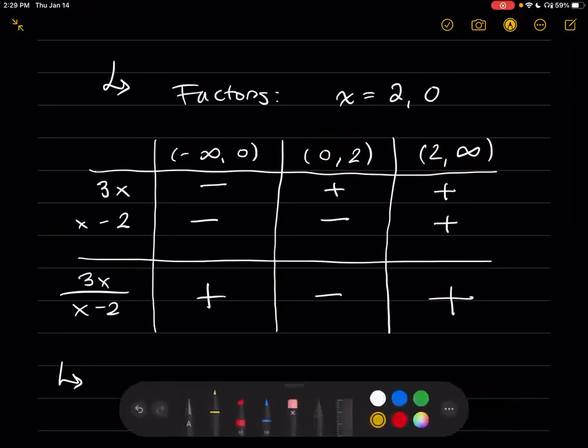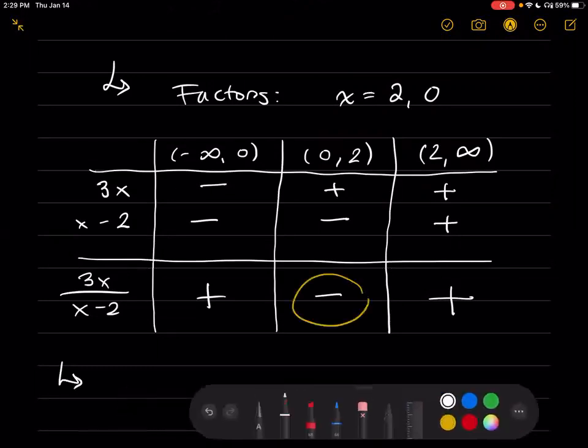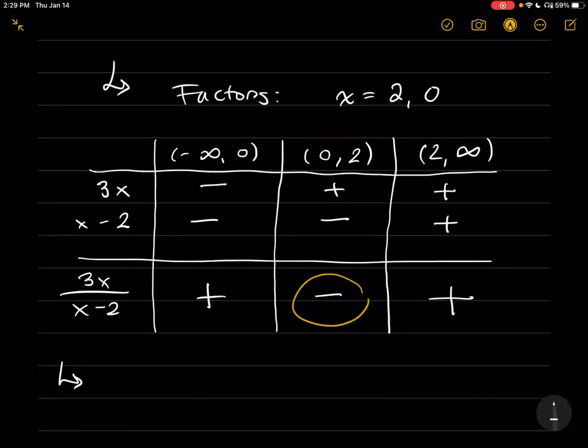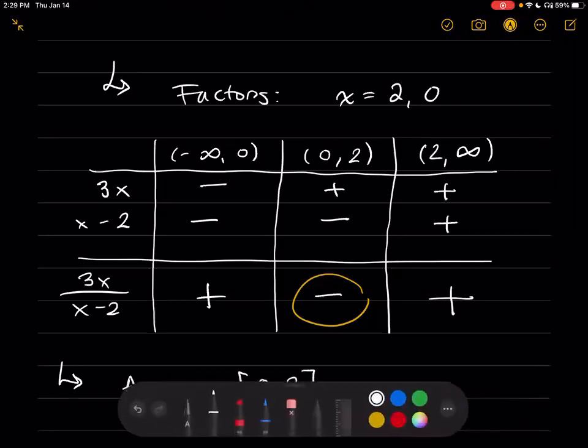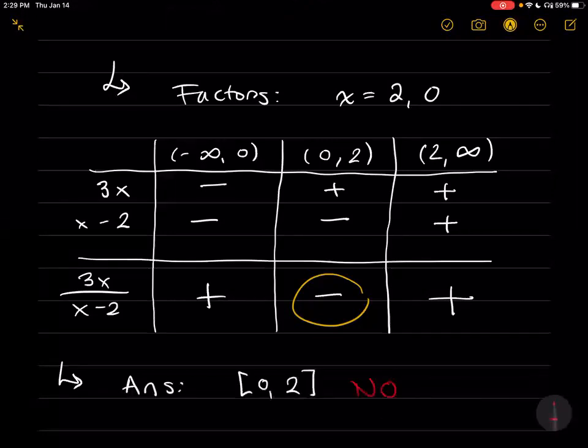Now, from here, what we would say, since we have a less than or equal to, we want to focus on the negative, so this right here, and because it's equal to as part of it, we would say that the answer would be 0 to 2. But here's the problem. This is actually not the correct answer.